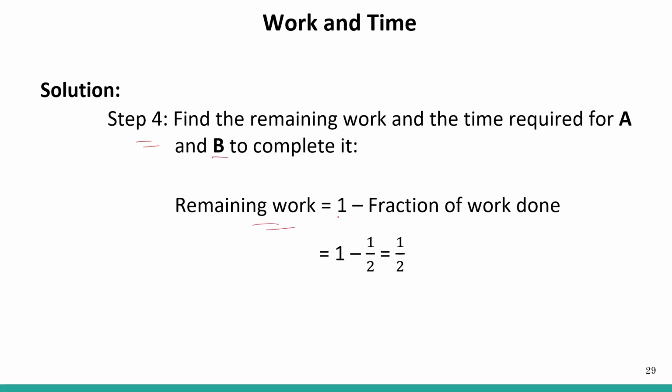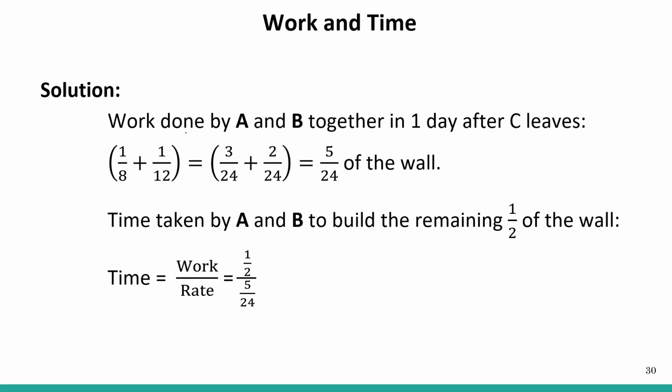So step 4 is to find the remaining work and the time required for A and B to complete it. Remaining work is equal to 1 minus fraction of work done, which is 1 minus 1 by 2, equal to 1 by 2. Now work done by A and B together in 1 day after C leaves: 1 by 8 plus 1 by 12 is equal to 3 by 24 plus 2 by 24, so this is nothing but 5 by 24 of that wall. That is the combined work rate of A and B.